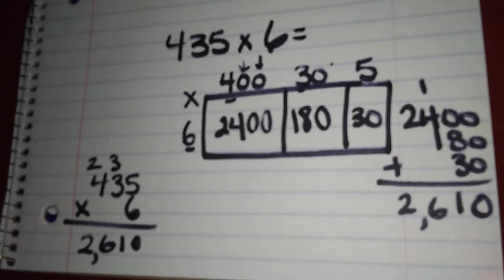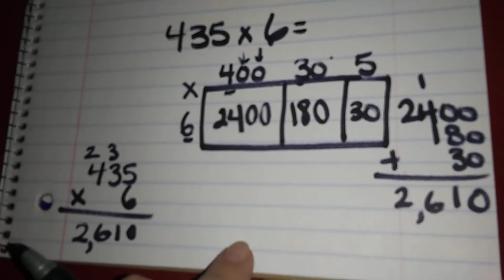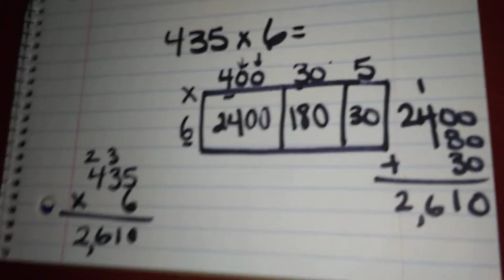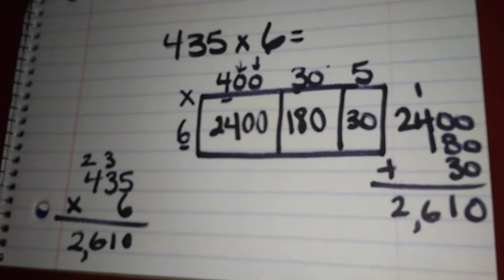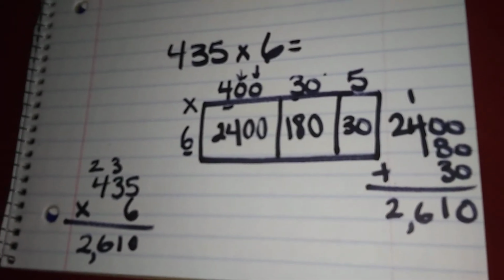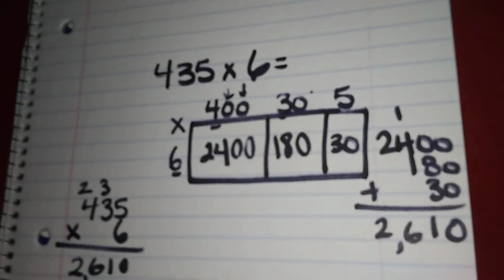You can also do this with 4-digit numbers and 2 digits by 2 digits. I will have a video for 2 by 2, but I just wanted everybody to understand kind of the why behind why we do this and how it helps build understanding before we move on to this way.